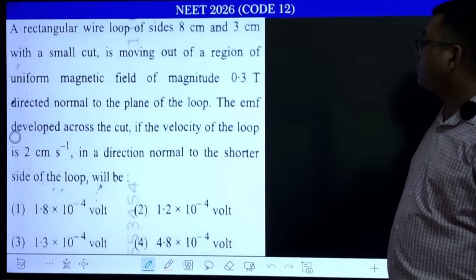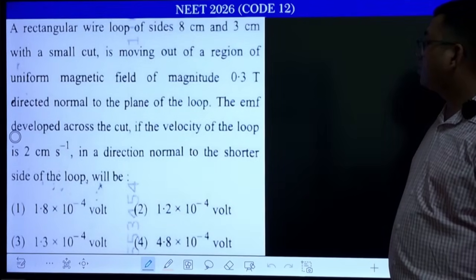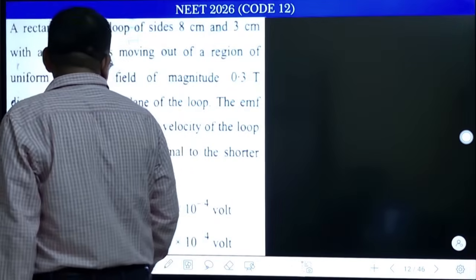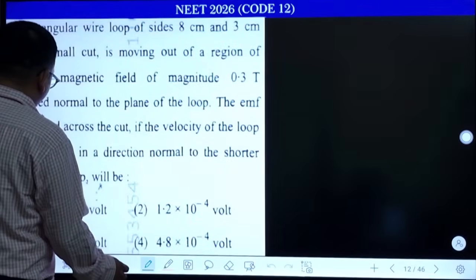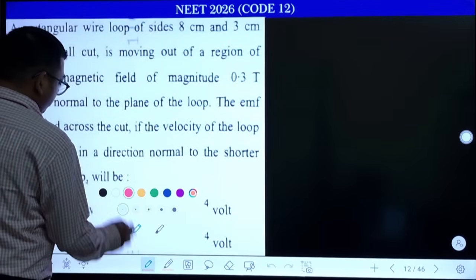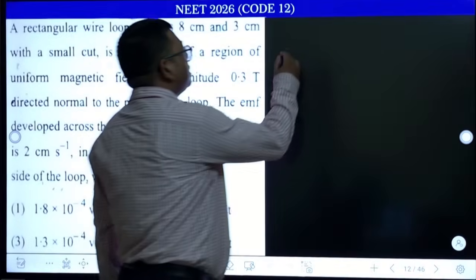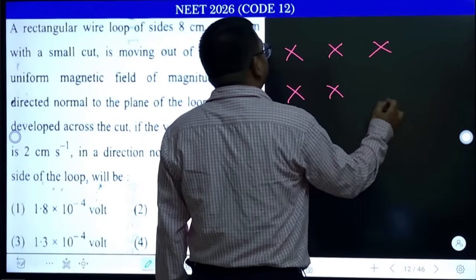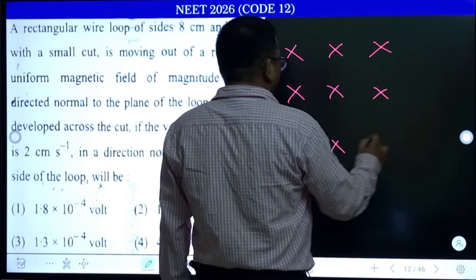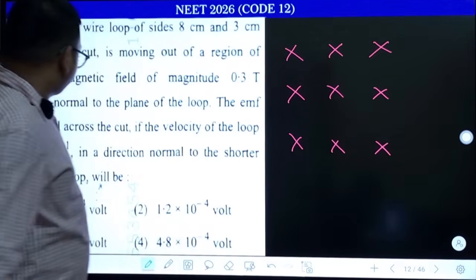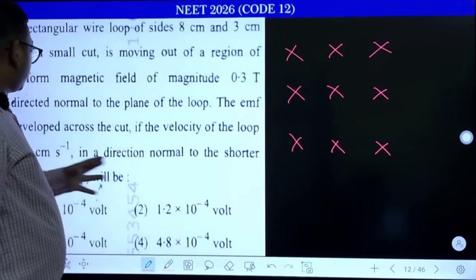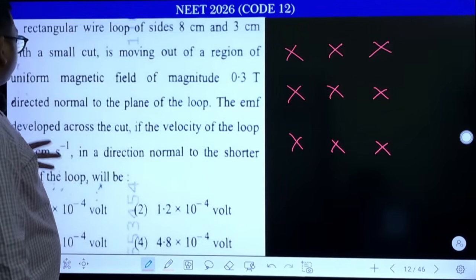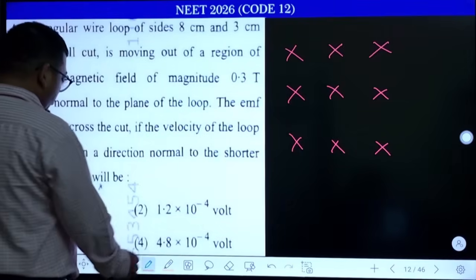Okay, the EMF developed across the cut if the velocity of the loop is this, in a direction normal to the shorter side. First we need to think about it. Let us say that this magnetic field is perpendicular. The diagram is not given, you have to make the diagram properly. They are saying the velocity of the loop is in a direction normal to the shorter side of the loop.